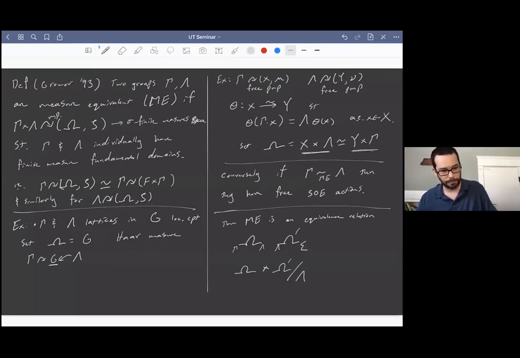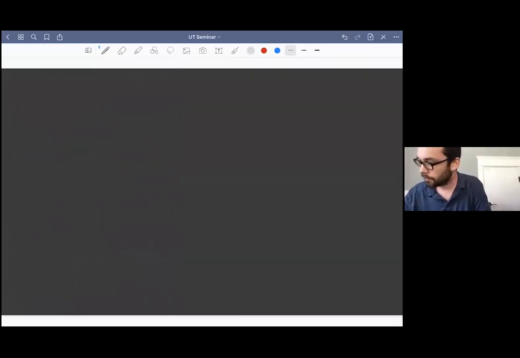And since I had a fundamental domain, this is a nice quotient space, and this gives you a measure space on which gamma and sigma act. And you can show that this is, again, a measure equivalence coupling. So this is how you show transitivity, and the other properties are easy to show. All right, so let me talk about some invariants of measure equivalence.